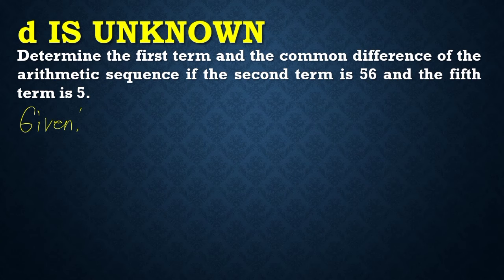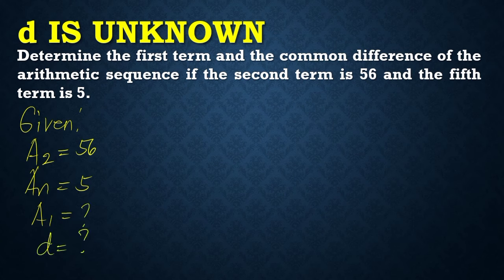Okay. So, kumbaga dito ang mangyayari, yung second term na 56 will act as our first term. And then, our nth term, or a sub n, is the fifth term. So, a sub 2 is equal to 56. And then, a sub n is equal to 5. And then, we're looking for the first term and then the common difference. Okay. So, ang mangyayari dito, ganito, a sub n is equal to a sub 1 plus the quantity of n minus 1 times d.